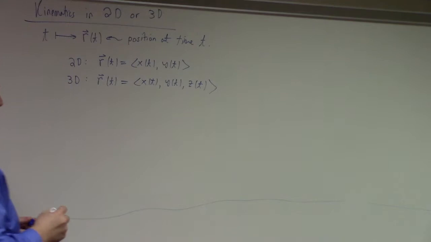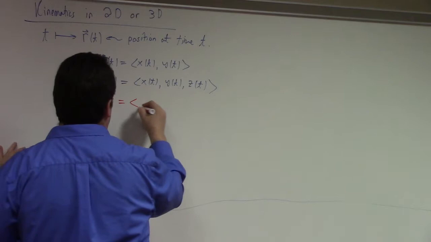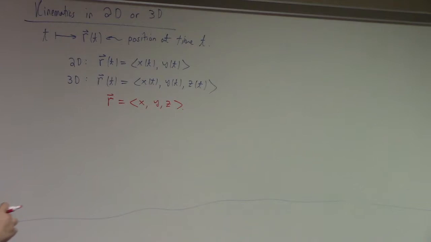Now, I don't know about you, I sometimes get tired of writing all of the explicit time dependence, in which case it's nice we have shorthand, right? We can say the position is really a vector of the x position, the y position, and the z position, right? So there you go, that's another notation we have.